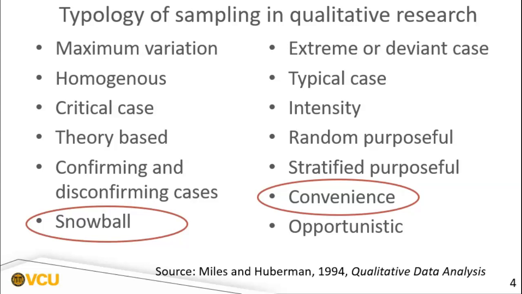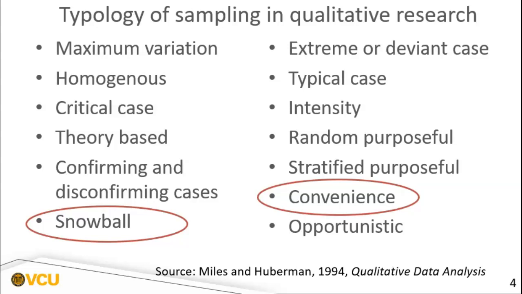This slide lists different approaches to sampling in qualitative research. In this presentation, I will highlight a couple of common approaches. If you want to learn more about other types of sampling strategies in qualitative research, Miles and Huberman's 1994 book on qualitative data analysis is a good starting point.